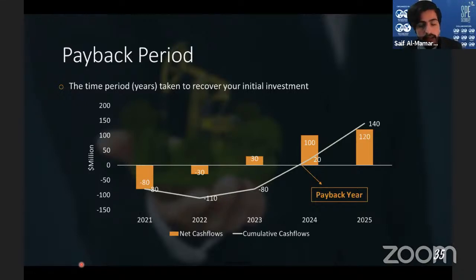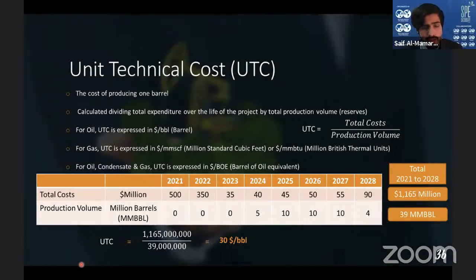Then finally, our last indicator, UTC. UTC is a very important indicator because it really tells you how you're performing against the market. So if UTC is, let's say, $40, you'll know that if the oil price is higher than 40, you'll be making profit. If it's under, you're losing money. So what you do is you take the entire expenditure of the lifetime of the project, then divide it by reserves. You can do this for oil and gas. You can express it in dollar per barrel, or dollar per MMBTU, or dollar per MMSCF, or BCF.